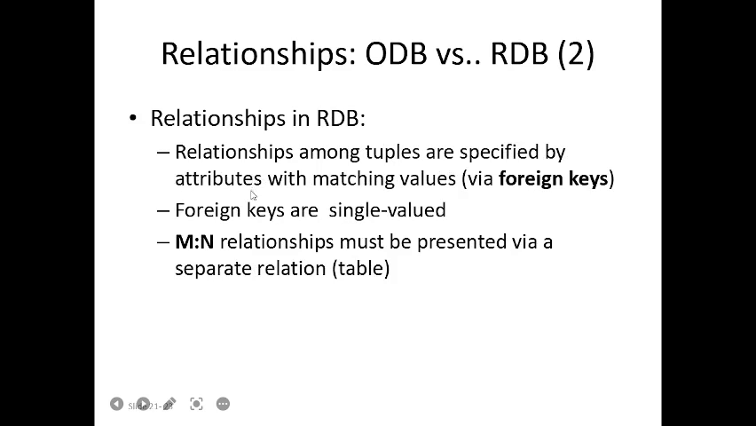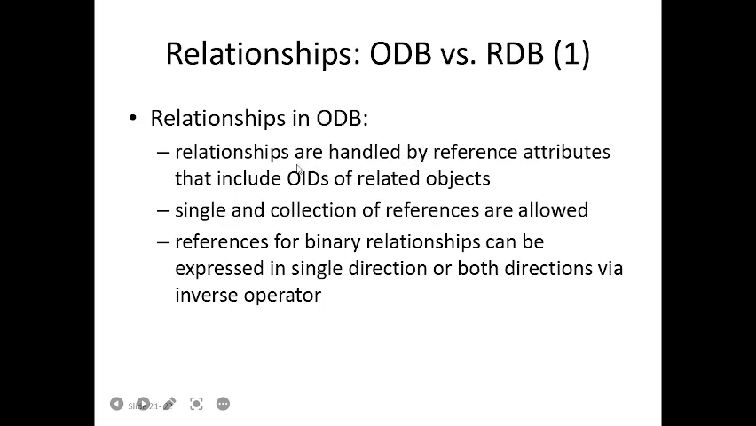And relationships among tuples are specified by attributes with matching values, that is via foreign keys. And foreign keys are single valued. Then M:N relationships must be represented via a separate relation, that is a table. So this is the relationship in ODB versus RDB. In ODB, relationships are handled by reference attributes that include OIDs of related objects. Single and collection of references are allowed.